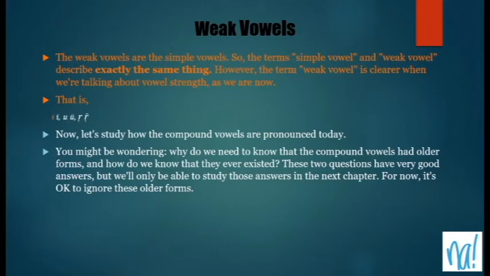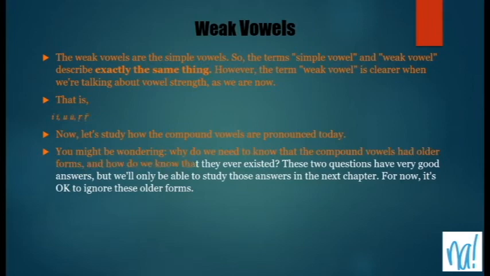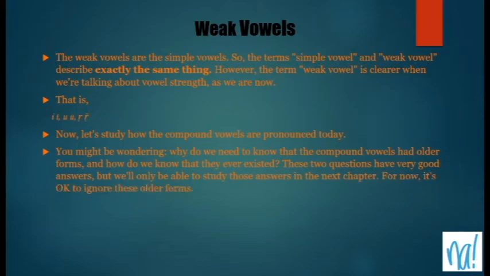That is, E, U, R. Now, let's study how the compound vowels are pronounced today. You might be wondering, why do we need to know that the compound vowels had older forms, and how do we know that they ever existed? These 2 questions have very good answers, but we'll only be able to study those answers in the next chapter. For now, it's okay to ignore these older forms.